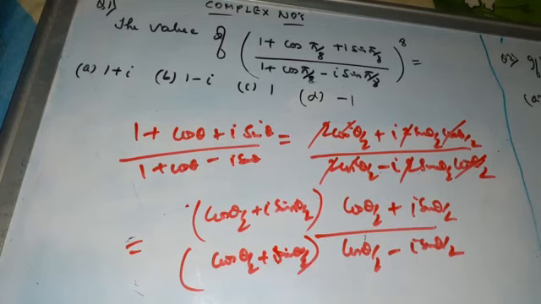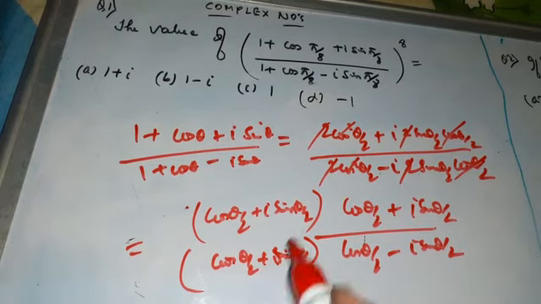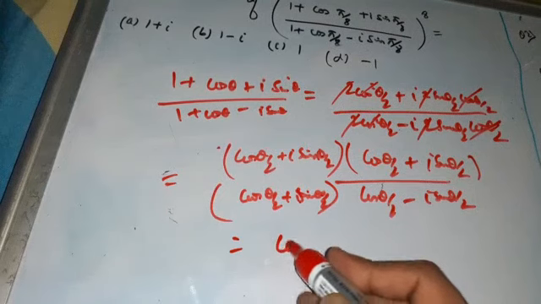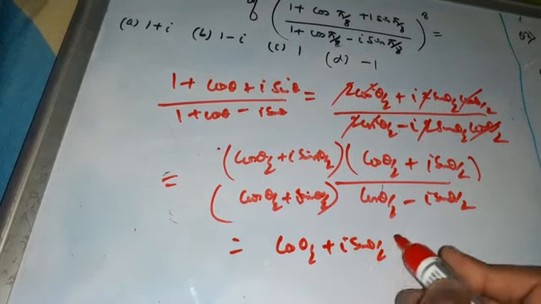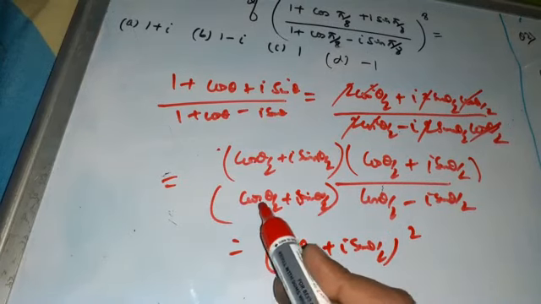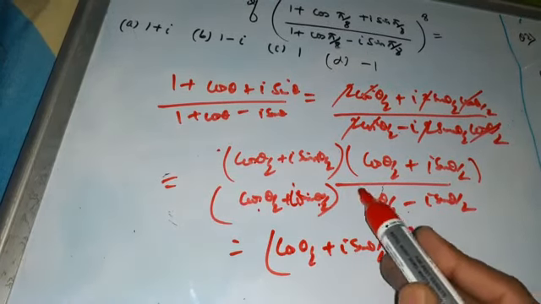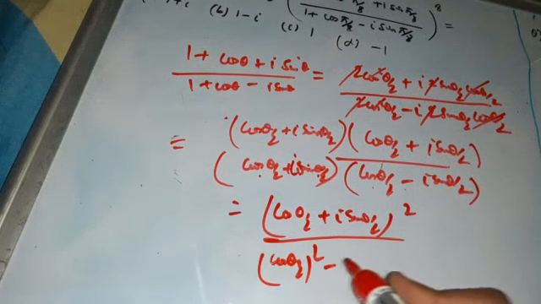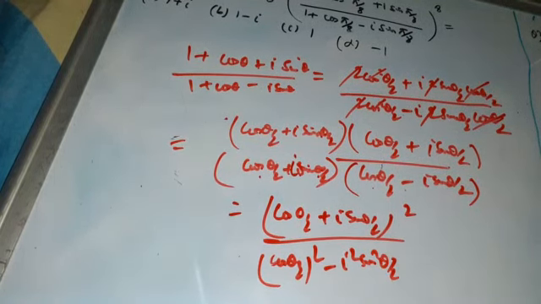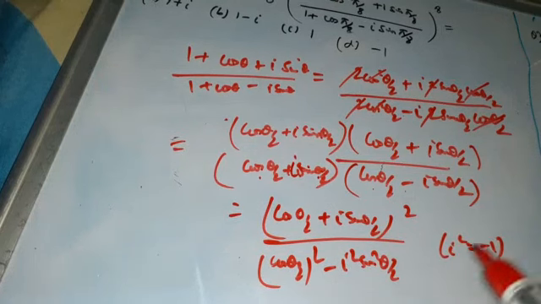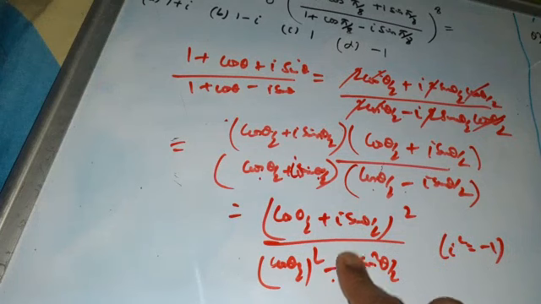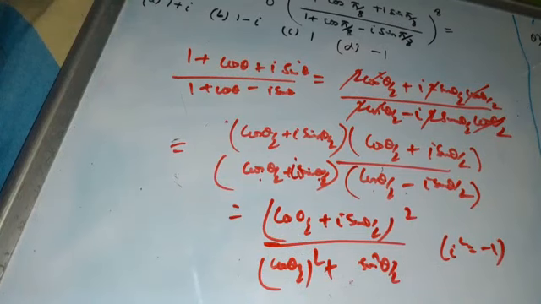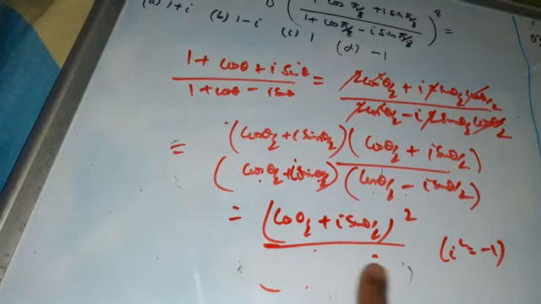So we have multiplied and divided by cos θ/2 + i sin θ/2, and as you can see, the numerator becomes the whole square, (cos θ/2 + i sin θ/2)². The denominator becomes (a + b)(a − b), that is a² − b², so cos²(θ/2) − i² sin²(θ/2). You know the value of i² is −1, so minus times minus is plus, and from standard 10 onwards you know cos²θ + sin²θ is 1. So the entire thing is reduced to 1.